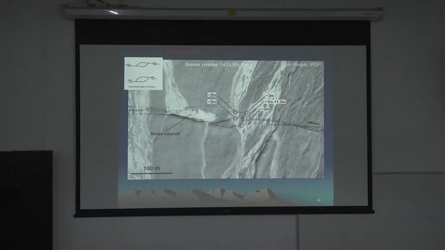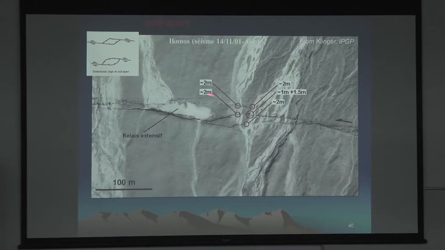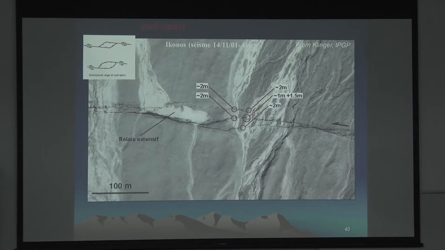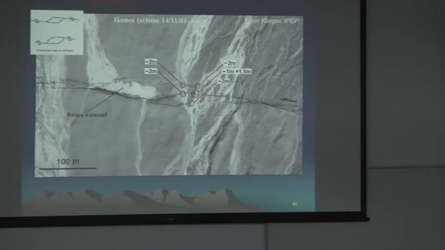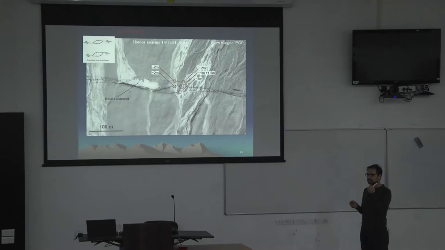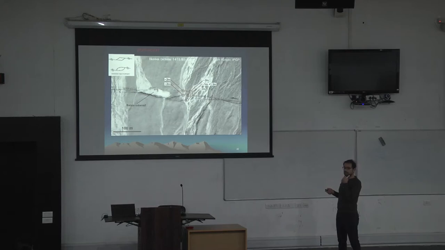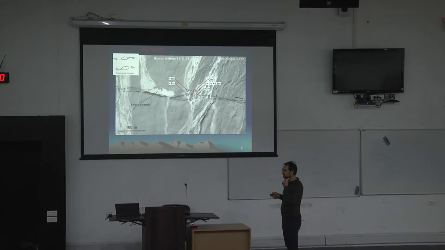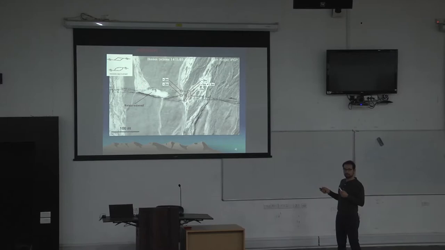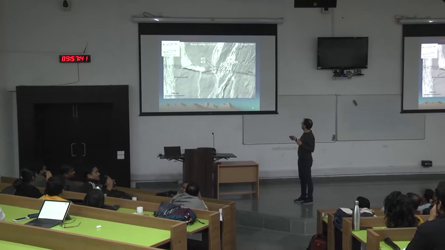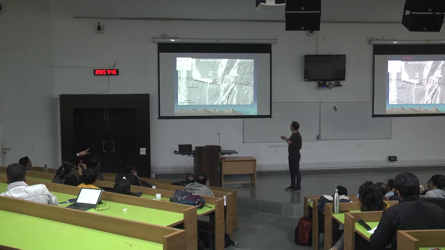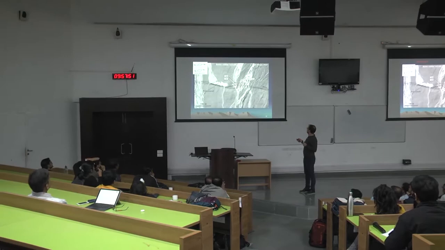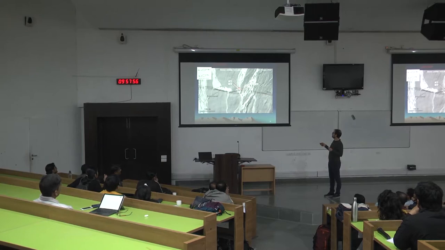Typically here we have, what do we have here? Is it a restraining bend or is it a pull-apart? It's a pull-apart, yes. So why do you say pull-apart? There's a level which is at 1 meter and it is surrounded by a level of 2 meters on both sides. So it gives a sense of a depression. Yeah, but we don't know exactly what the sense of motion is. I don't know if it's this block which is going up or this one.